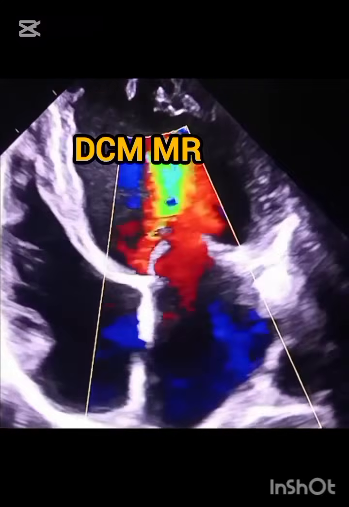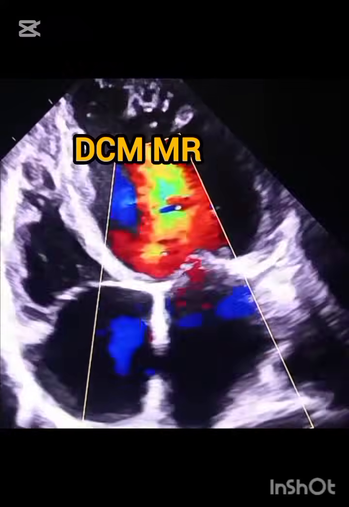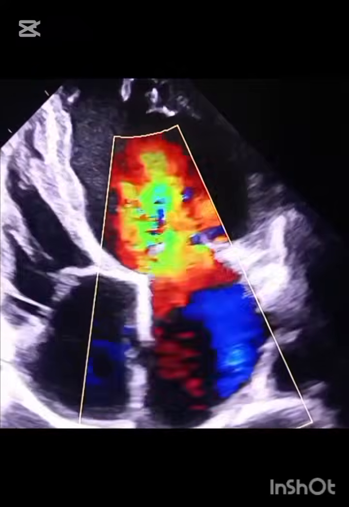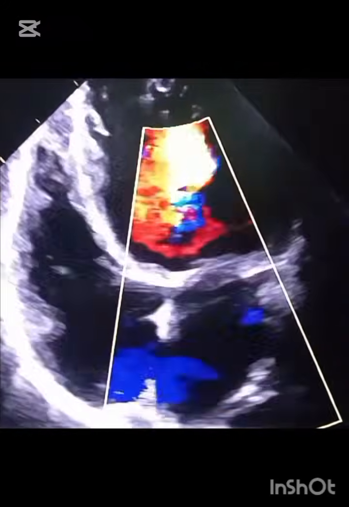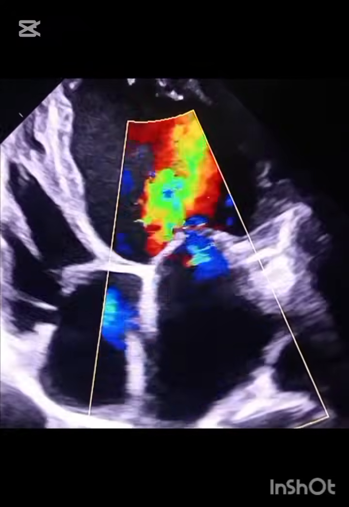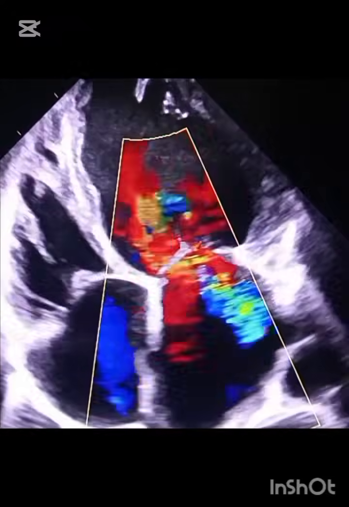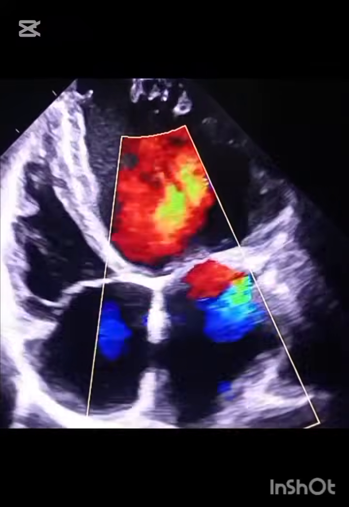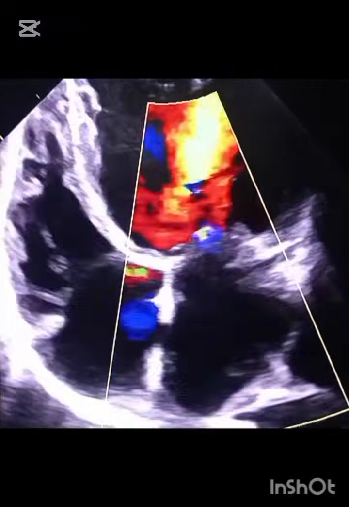Secondary or functional MR due to dilated cardiomyopathy. In this case, you see moderate MR and a dilated left ventricle and left atrium. DCM results in dilatation of the mitral annulus, incomplete coaptation of the mitral leaflets, and central MR.